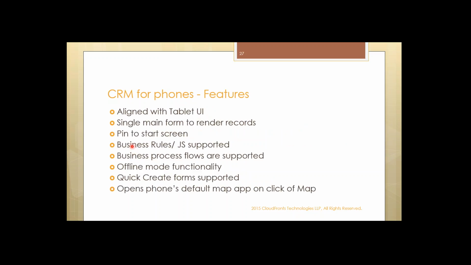With this new app, business rules and JavaScript are now supported, which was not possible earlier. Earlier, you may be aware that it only had the option to add fields on the form and nothing else. Business process flows are also supported. It also has offline mode, as we already discussed. Quick create forms are supported, and it opens the phone's default map app on click of the map. If the account has a map and you click on it, it will open the phone's default map app, whether it's Google Maps or Apple Maps.